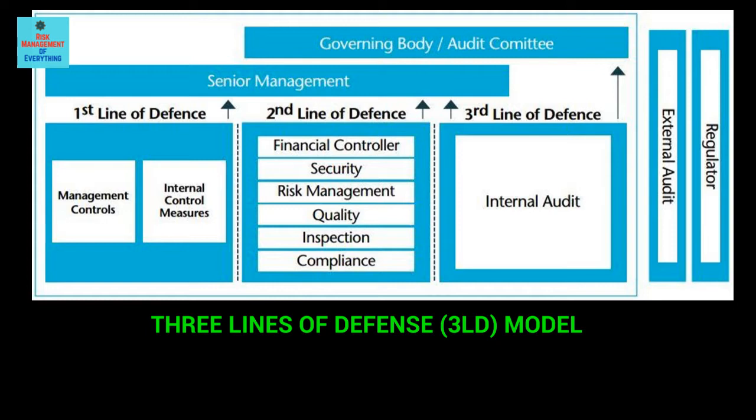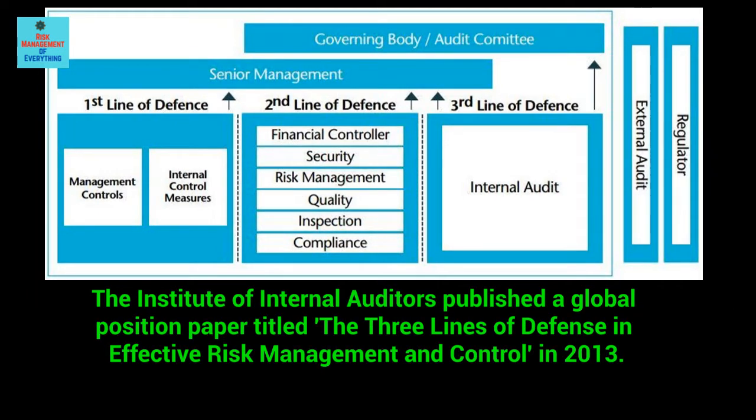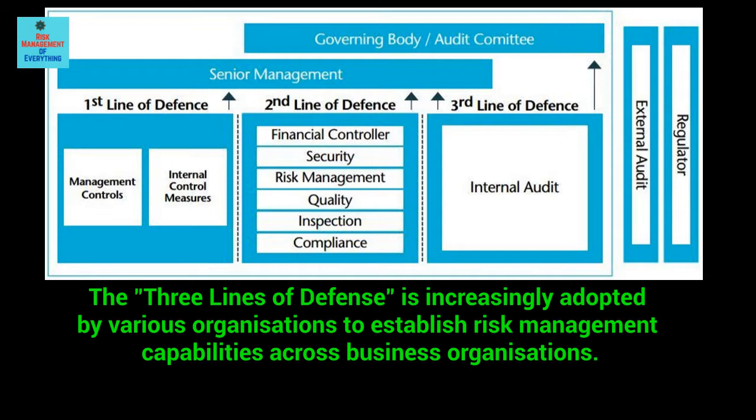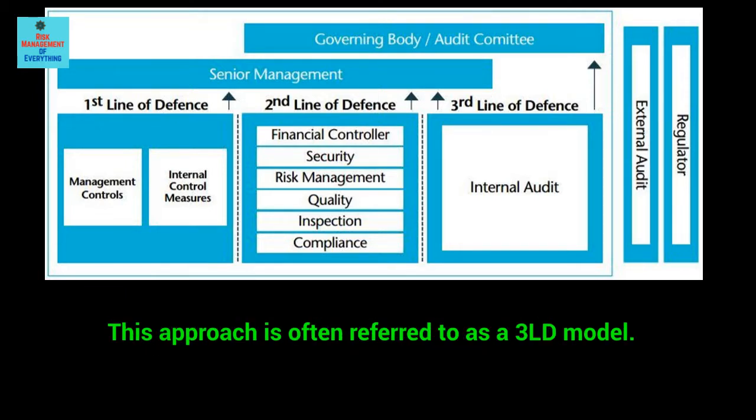3 Lines of Defense, 3LD, Model. The Institute of Internal Auditors published a global position paper titled The 3 Lines of Defense in Effective Risk Management and Control in 2013. The concept has remained sufficiently crucial that a further position paper was published in June 2017 by the Chartered Institute of Internal Auditors, titled The 3 Lines of Defense. The 3 Lines of Defense is increasingly adopted by various organizations to establish risk management capabilities across business organizations. This approach is often referred to as a 3LD model.